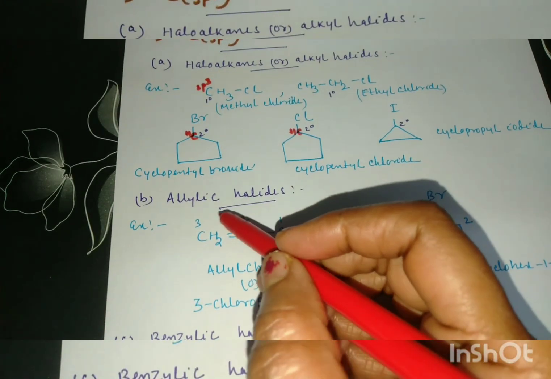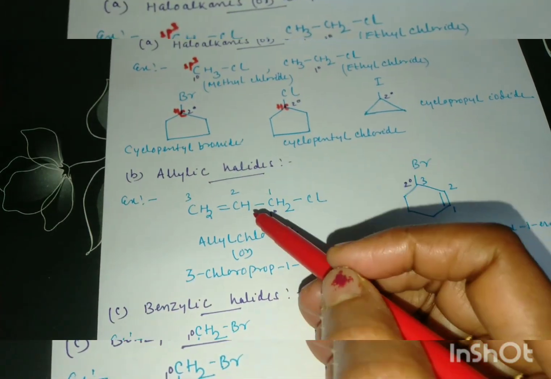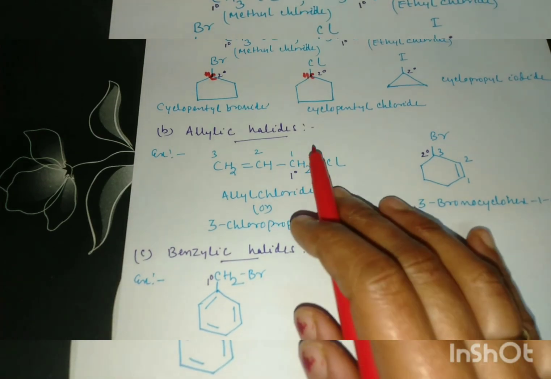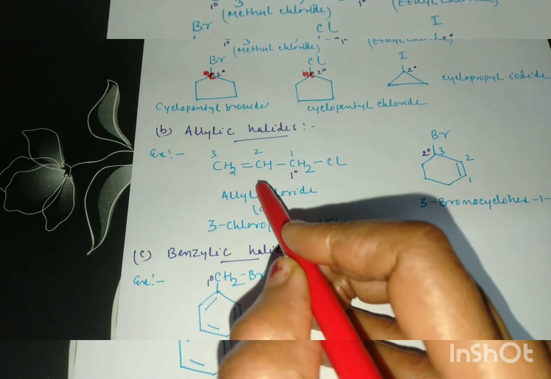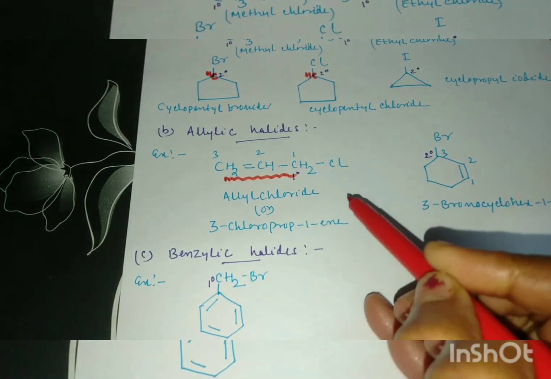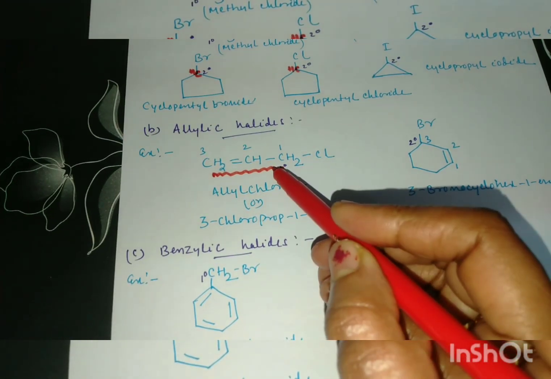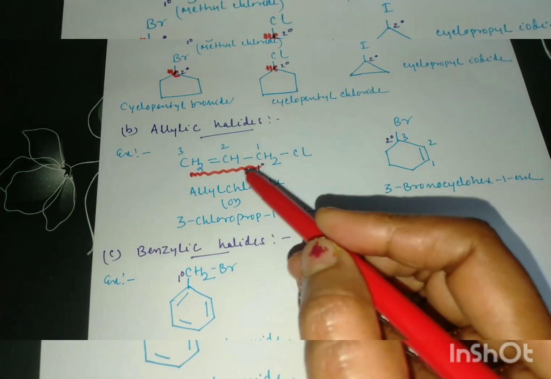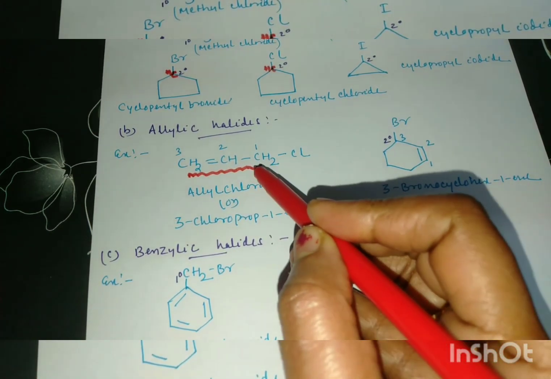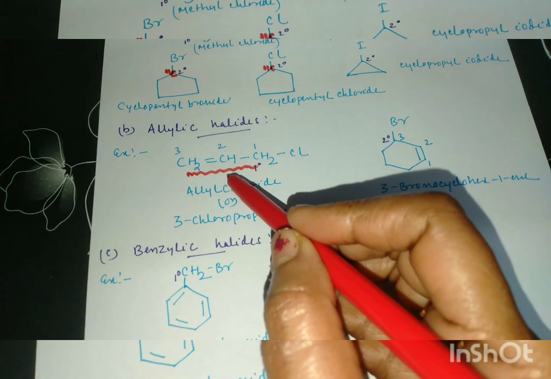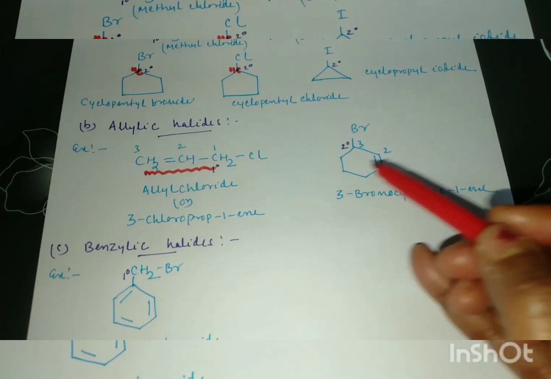The second is allylic halide. Allylic halide means this is the allyl group. So number two is allylic halides. This whole thing is the allylic group. When a halogen is attached to the allylic group, it is known as allylic chloride. That means the halogen is attached to a carbon which is attached to a double bonded carbon atom, not directly attached to the double bonded carbon. See here, this is another example.